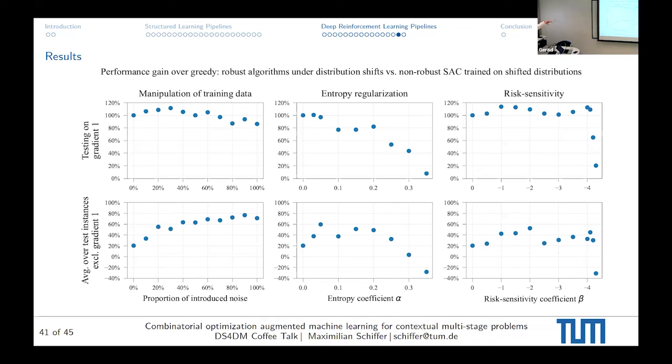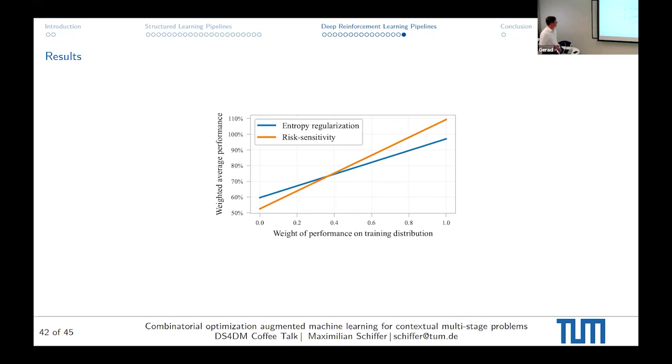But then we would have a decision problem, right? Then the question is, okay, how to decide now? Is it better to be good on gradient one or on the other ones? So what we in the end did is that we took a convex combination, a weighted average, just saying, okay, tell me how important it is for you to be good on the training gradient, which will most likely happen, and how important it is for you to be good on the other gradients.